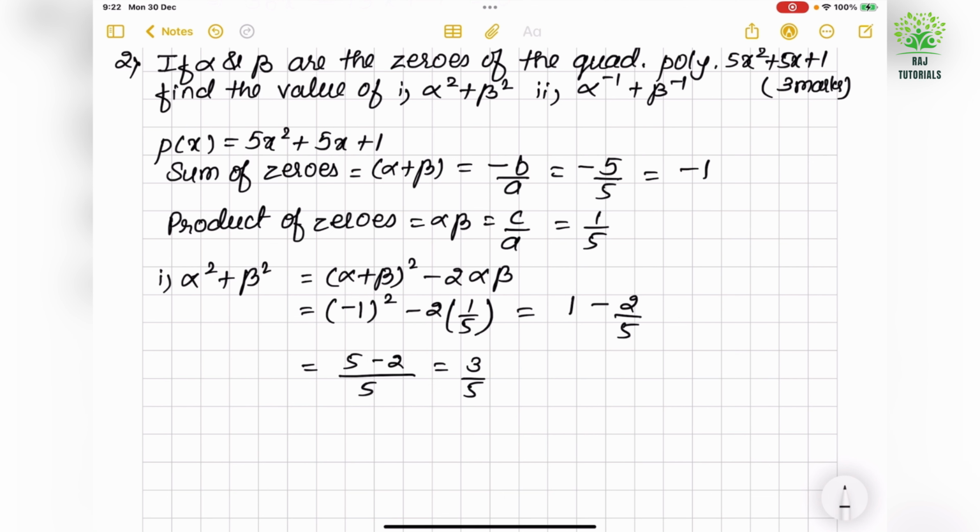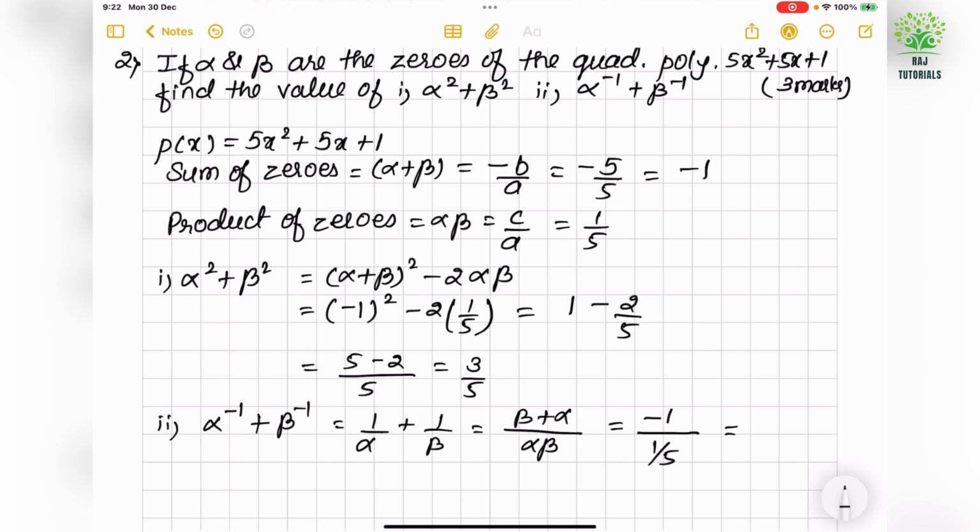And the second one which he has asked is alpha raised to minus 1 plus beta raised to minus 1. So that I can write 1 upon alpha plus 1 upon beta. Now doing LCM alpha beta, so beta plus alpha. So again this will be minus 1 upon 1 by 5. So this will be minus 5. Now this is the required answer.